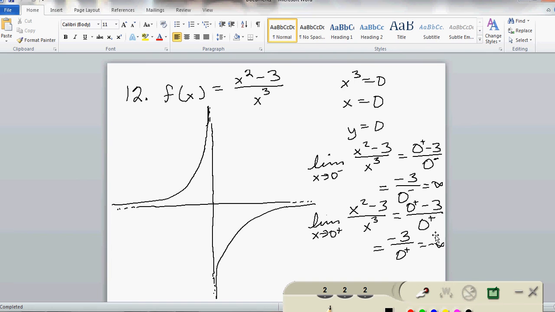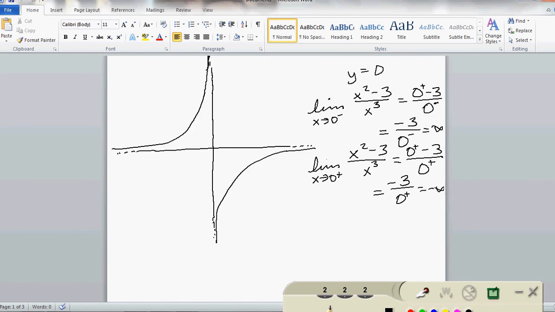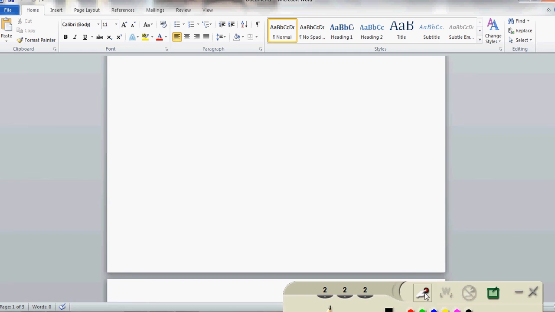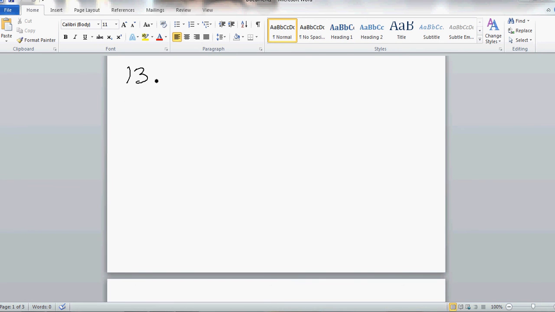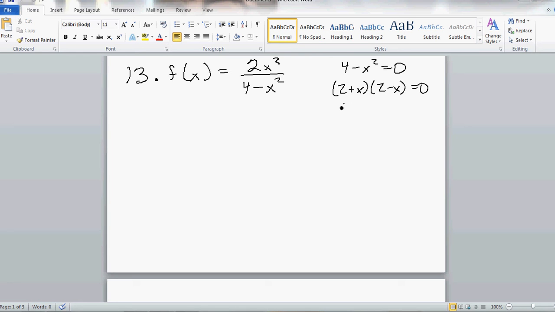Number 13, we're going to work our way through the exact same process and go from there. Number 13 is f of x equals 2x squared over 4 minus x squared. Okay, once again, we need to know the vertical asymptotes whenever 4 minus x squared equals 0. Well, factoring this out, we get 2 plus x and 2 minus x equals 0. So x might equal negative 2 here, or x would equal 2.